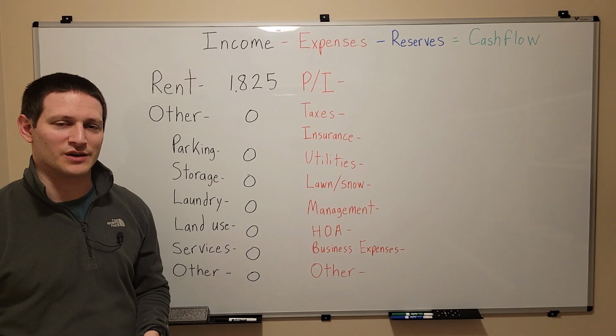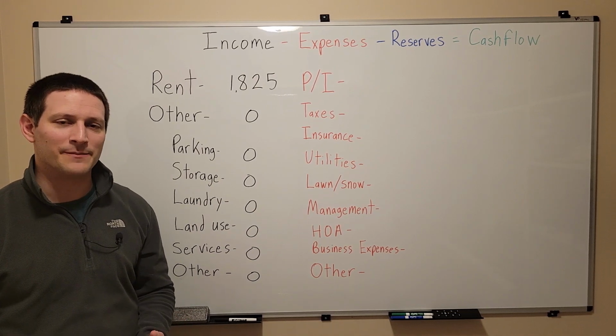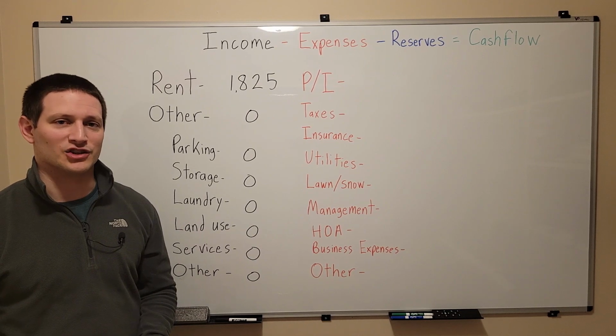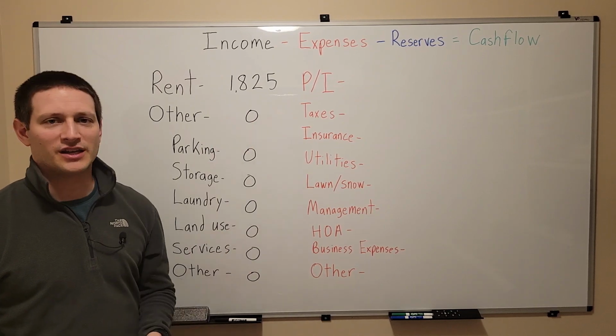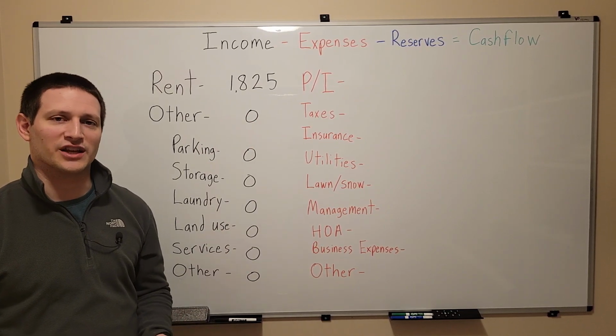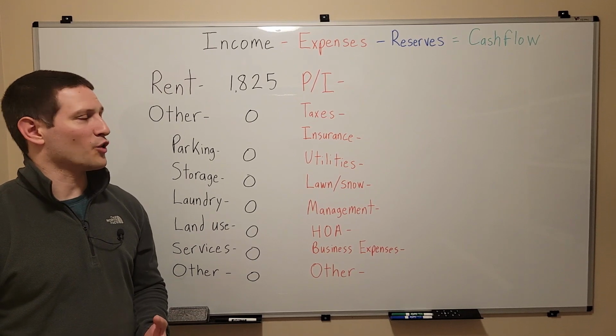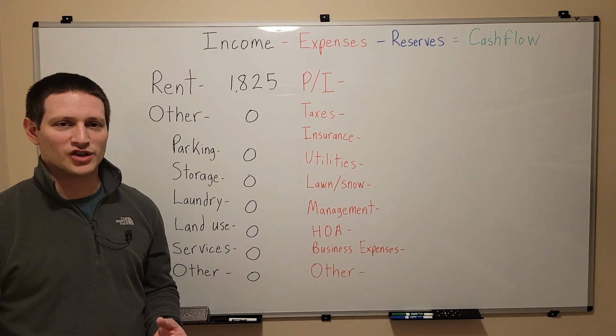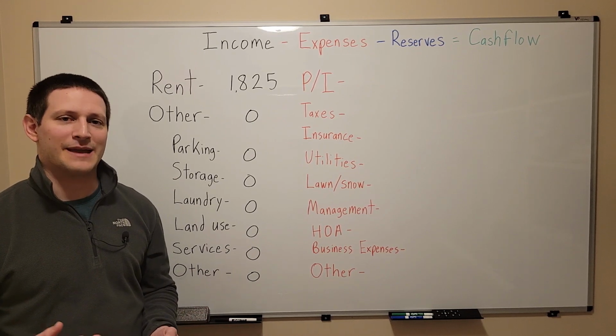Your PITI is going to be your biggest expense on a rental property, and that stands for your principal, interest, taxes, and insurance. So this first line, principal and interest, I combined because that's generally your mortgage payment. So if your mortgage payment is $1,000 a month, that is comprised of your principal and interest. That $1,000 payment will be the same every month.